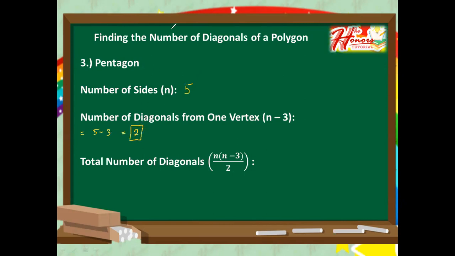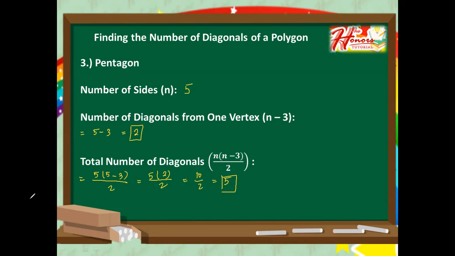Next. Now let's substitute 5 to the n's here in the formula. So that is 5 times 5 minus 3 over 2. So that is 5 times 5 minus 3, that's 2 over 2. So 5 times 2 is 10. Write it here over 2. 10 divided by 2 is 5. So therefore, for pentagon, number of sides is 5, number of diagonals from one vertex is 2, and total number of diagonals is 5.